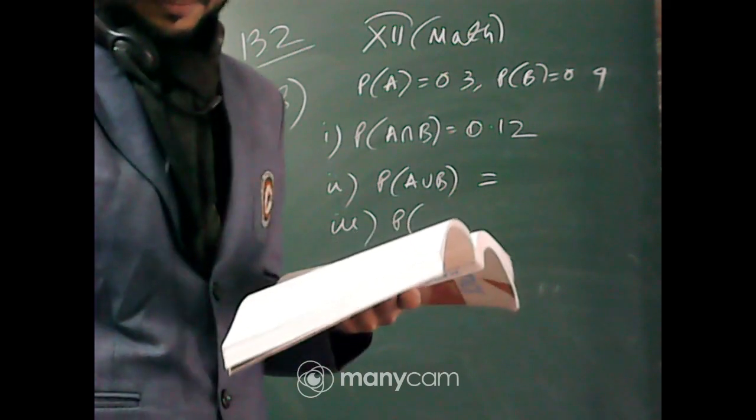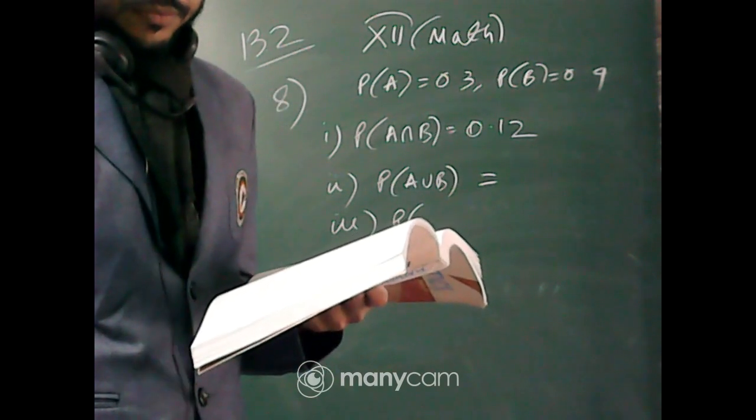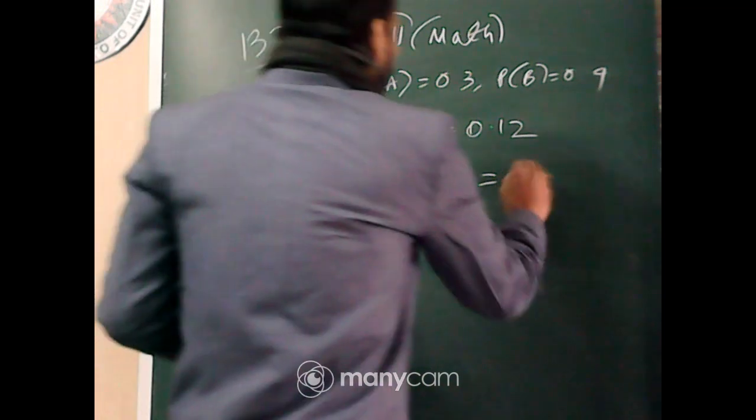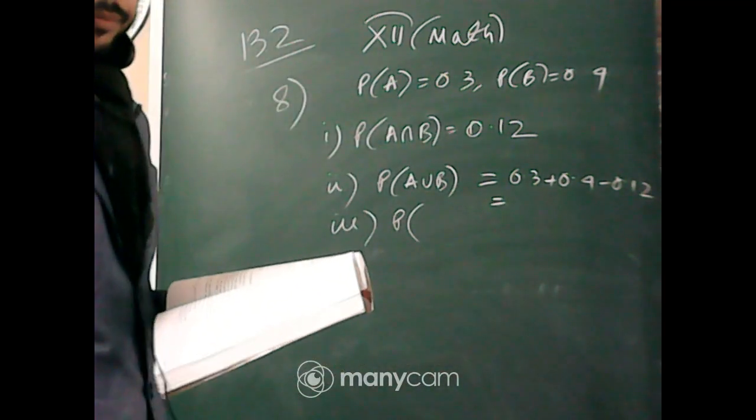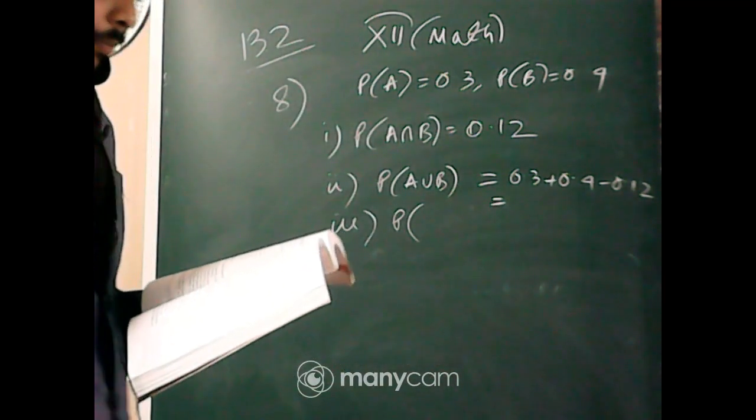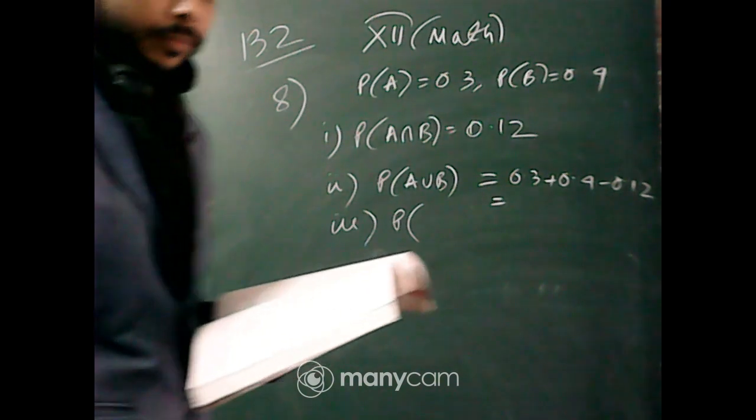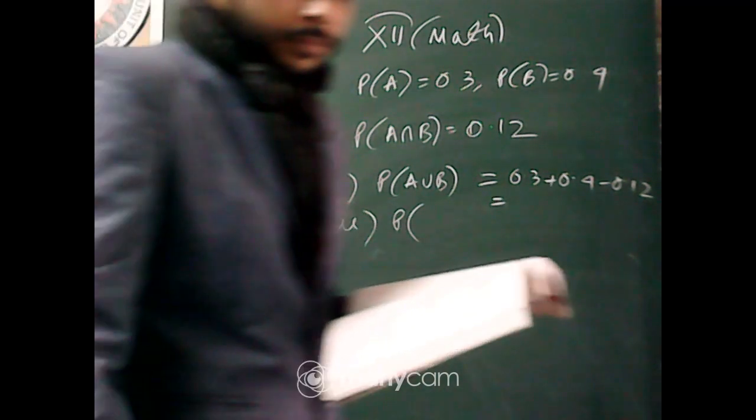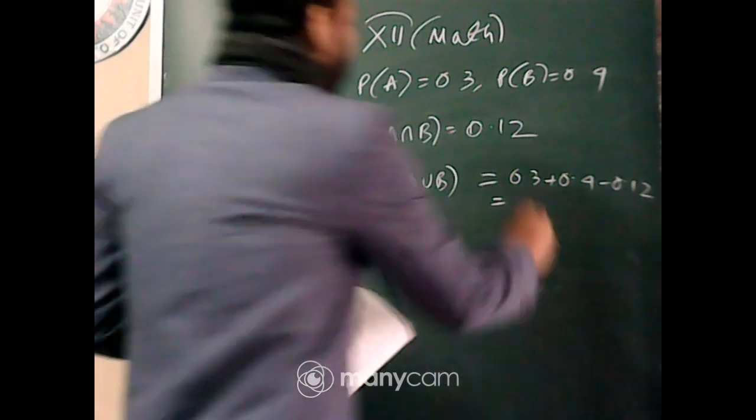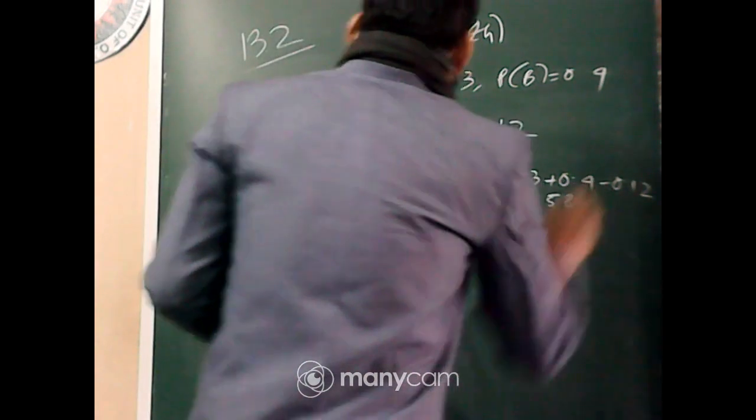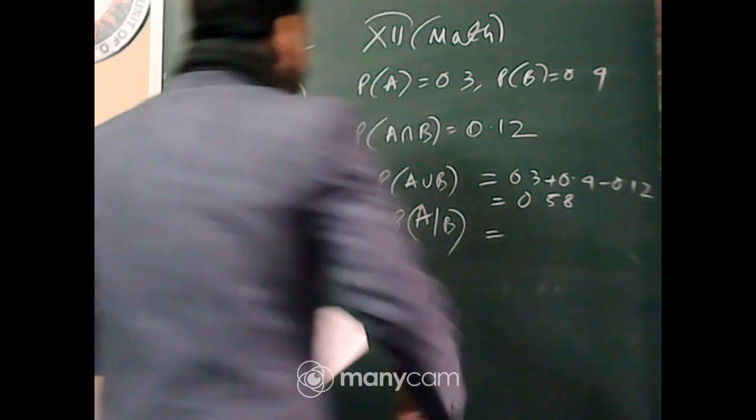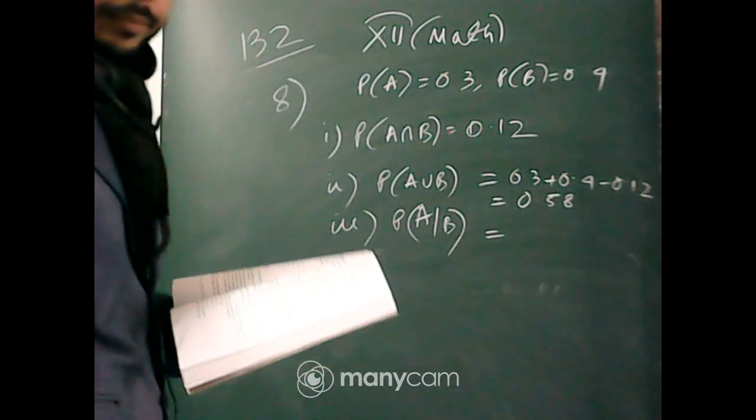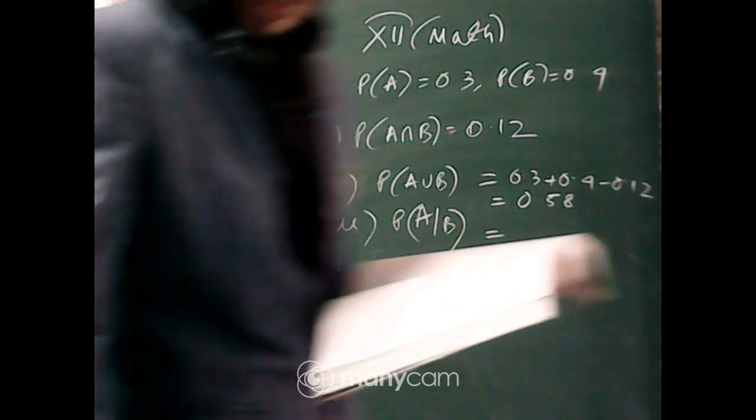That means, first, I am waiting. 0.58. Very good. Okay, now P of A by B. Tell me P of A by B.